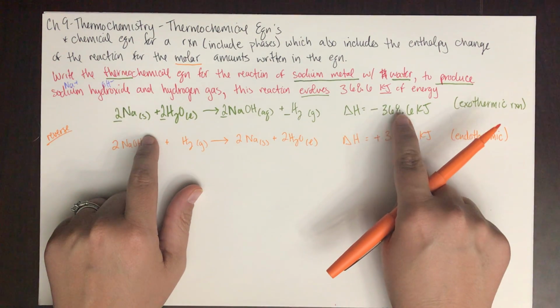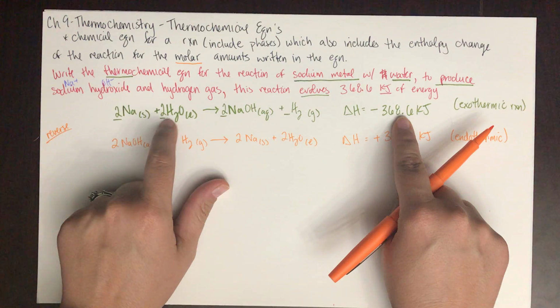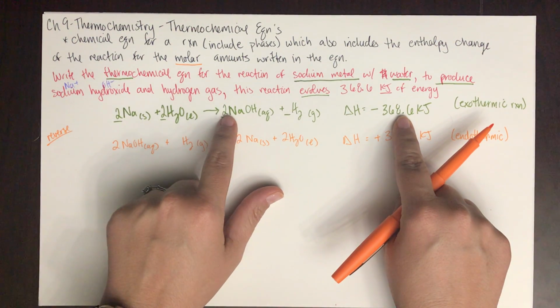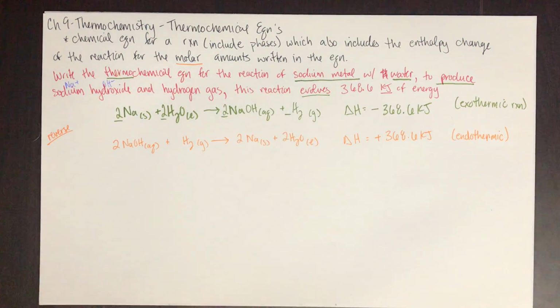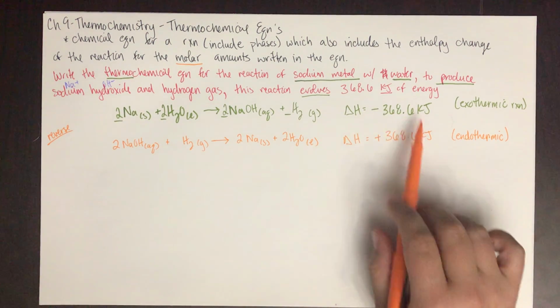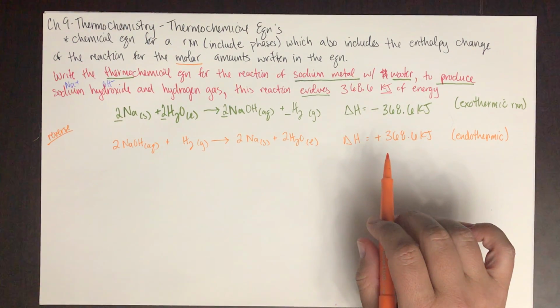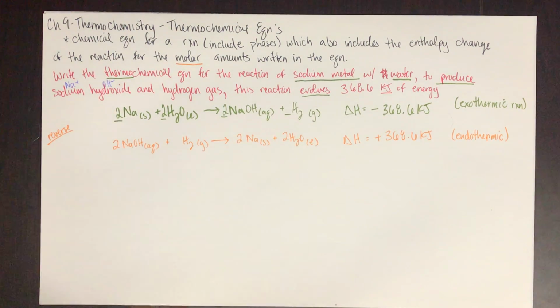So this is how much energy is evolved when 2 moles of sodium react with 2 moles of water to produce 2 moles of sodium hydroxide and 1 mole of hydrogen gas. It's important that you understand that this amount of energy that's being absorbed or given off is for each of those amounts.